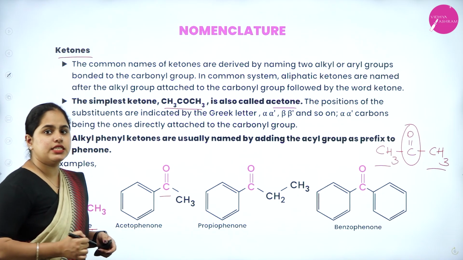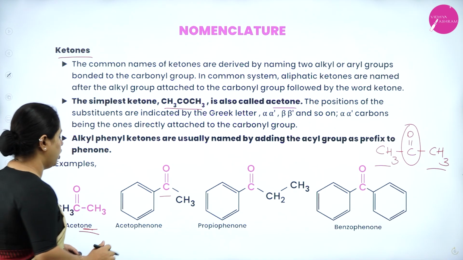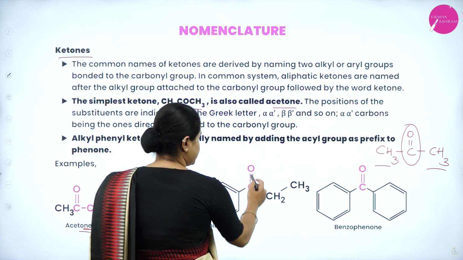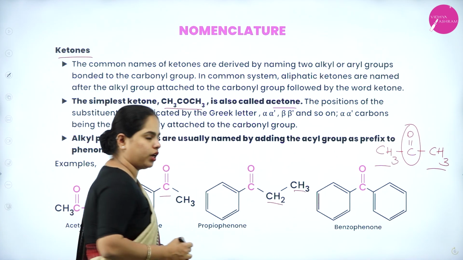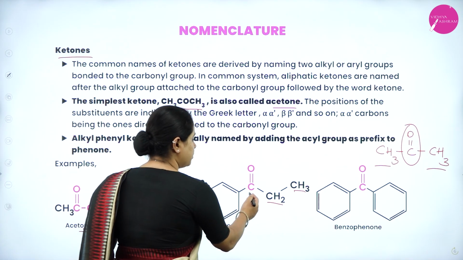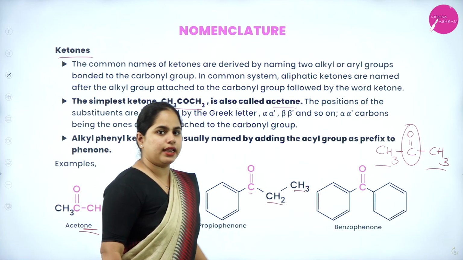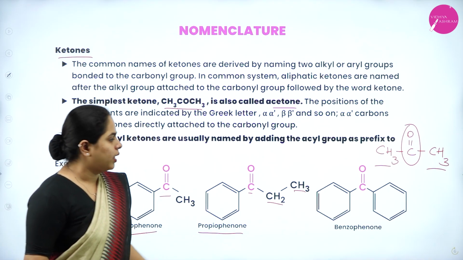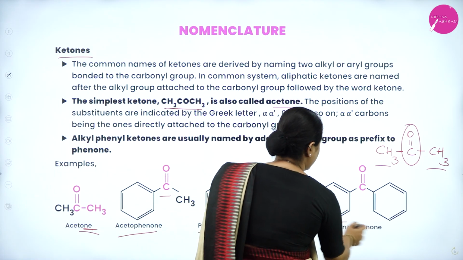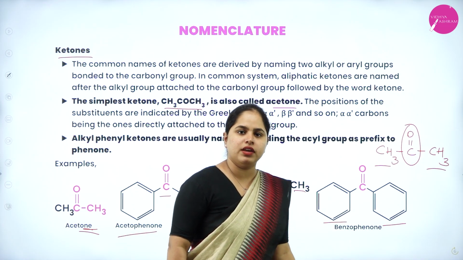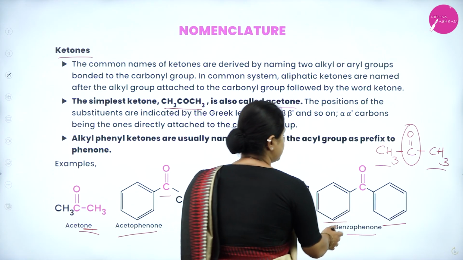Moving on to the next one. This is called acetophenone. The next one, as you can see, has CO here, then you have CH2, CH3 also, and one carbon atom here. So totally 3 carbon atoms are present, so it will be propiophenone. The next one, as you can see, has 2 aryl groups instead of alkyl groups. On both sides you have aryl groups. This is called benzophenone.